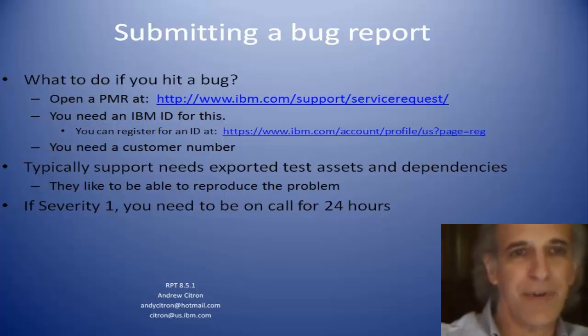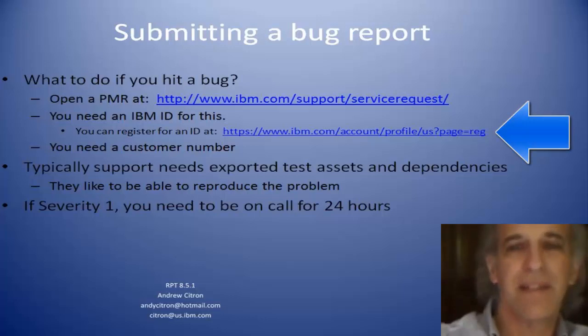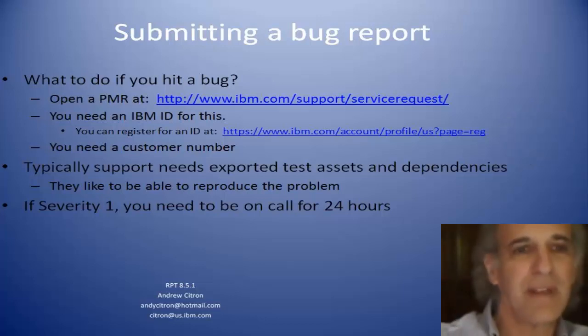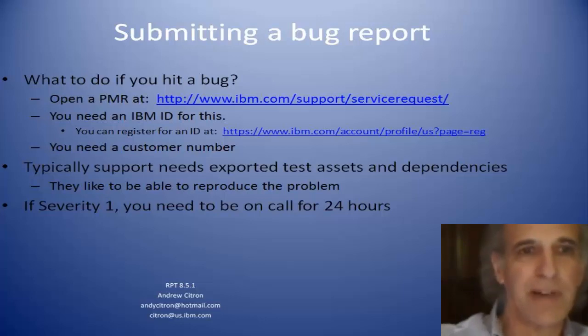I gave you a URL right there. You go to that URL, the service request URL, and you'll need an IBM ID to open a PMR. You can get an IBM ID at the second URL I listed there. And you'll need a customer number, which I don't really know how to get because I'm not really a customer, but presumably if you figure out how to purchase RPT, you figured out how to get a customer number.